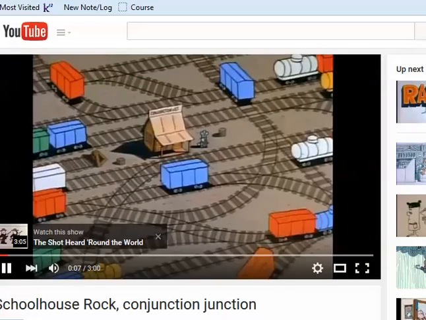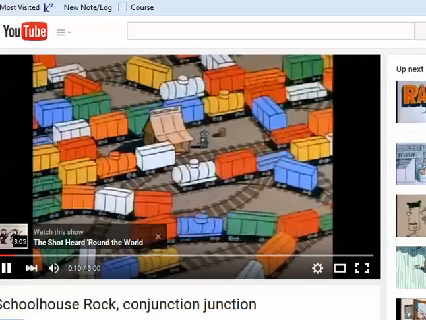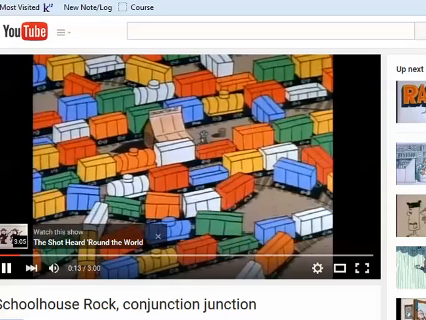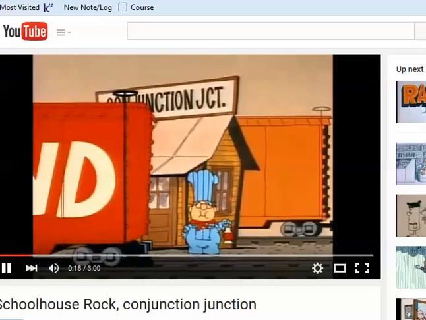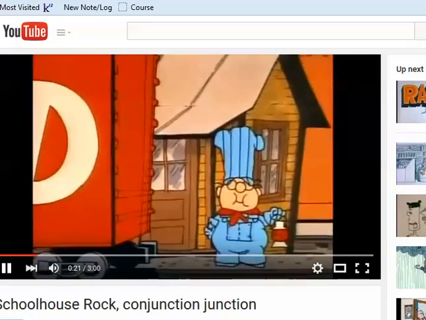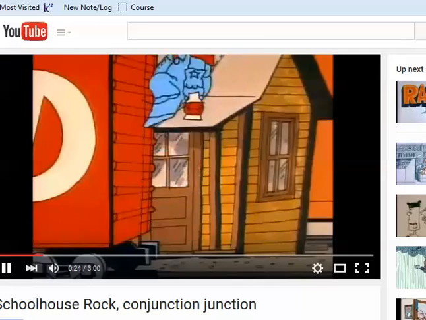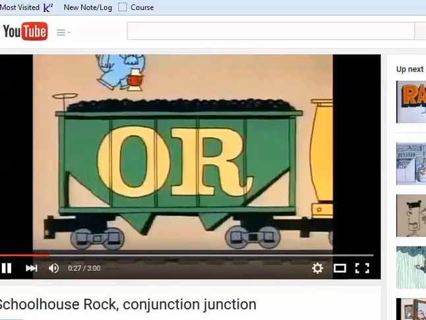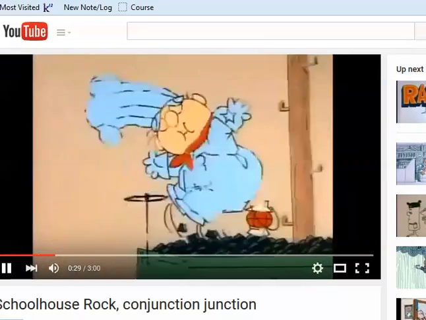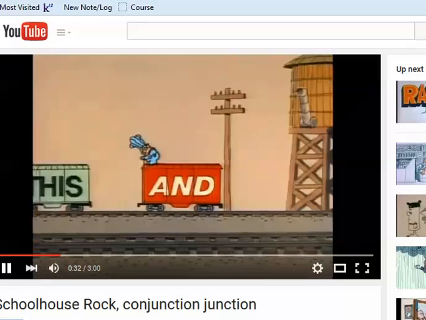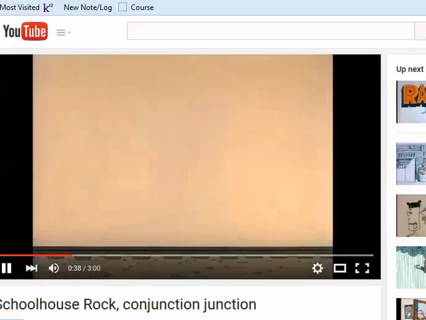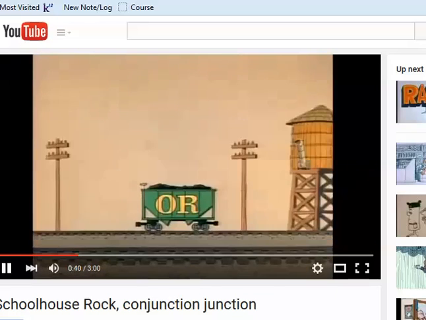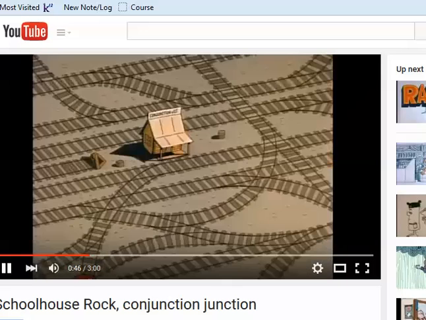Conjunction junction, what's your function? Hooking up words and phrases and clauses. Conjunction junction, how's that function? I got 3 favorite cards that get most of my job done. Conjunction junction, what's their function? I got and, but, and or, they'll get you pretty far. And, that's an additive, like this and that. But, that's sort of the opposite, not this, but that. And then there's or, O-R, when you have a choice like this or that. And, but, and or, get you pretty far.